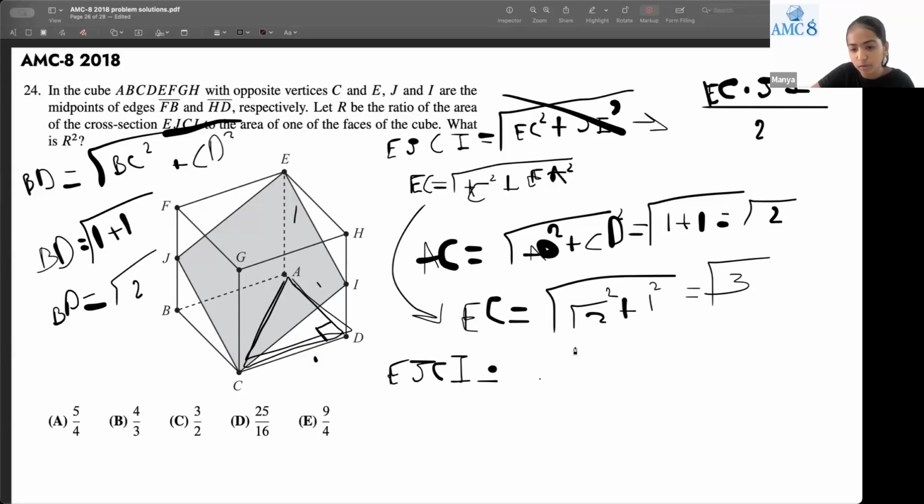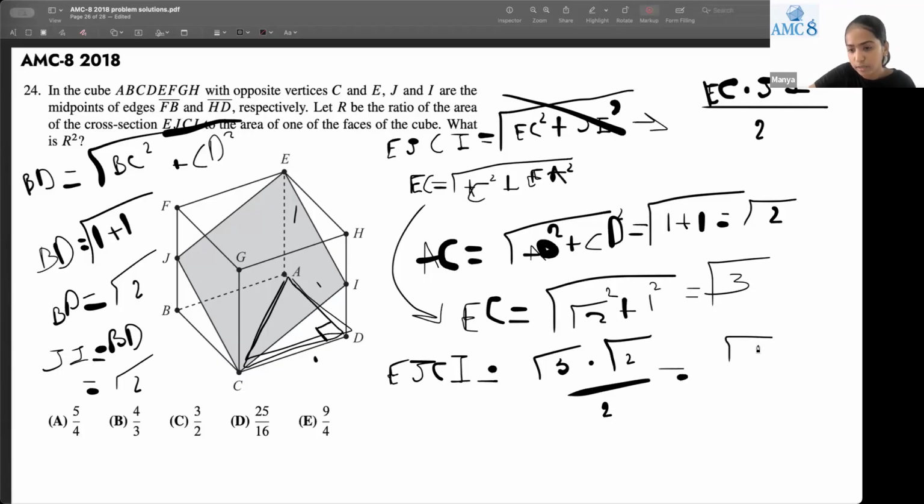And so since we got EJCI would be equal to, well, what's EC? EC is equal to the square root of 3. So square root of 3 times what's JI? So since we know that JI is equal to BD, JI equals BD. So that means that it is equal to the square root of 2. So JI equals BD equals the square root of 2, and this is all by 2. So then EJCI is equal to the square root of 6 by 2.